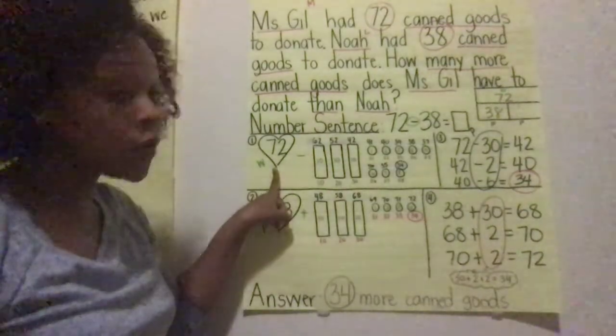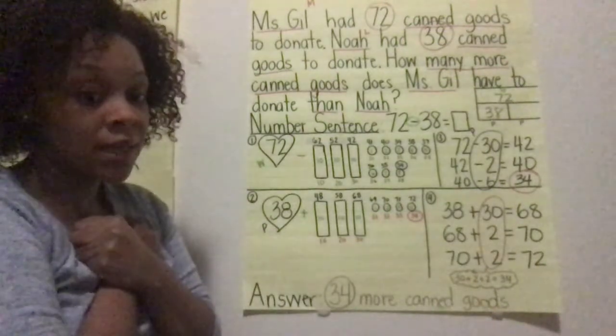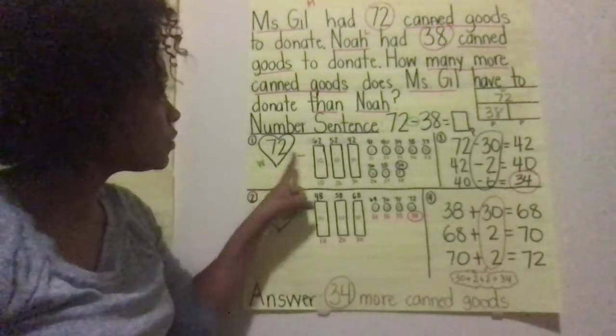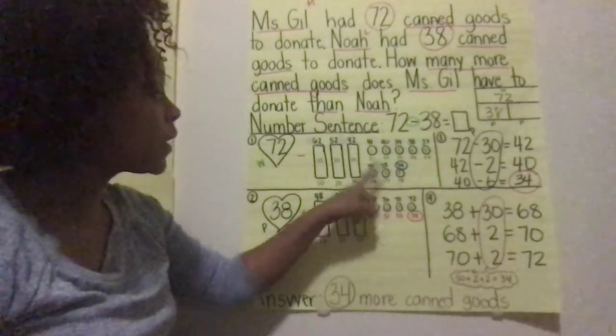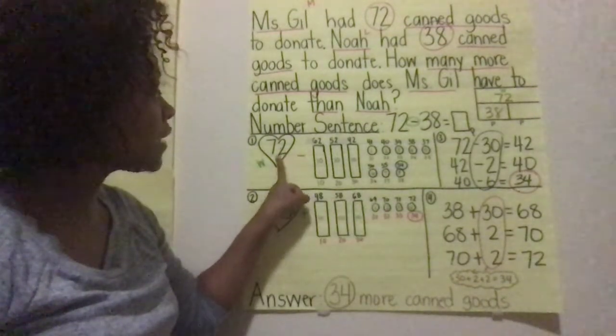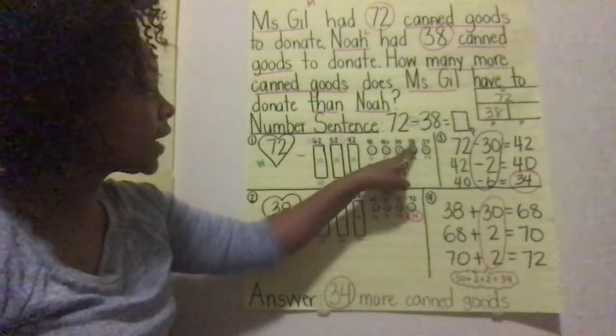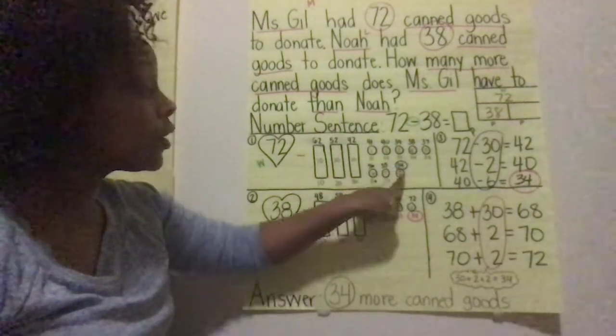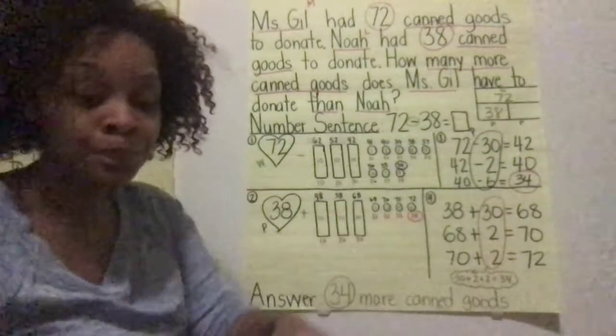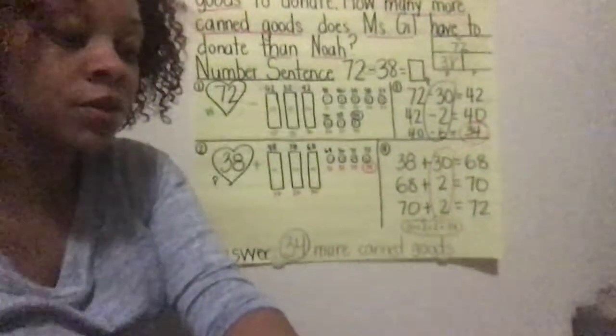So I conserved 72 and I took my part of 38. When I took away 38, 72, 62, 52, 42, 41, 40, 39, 38, 37, 36, 35, 34, I got my answer of 34. I'll put it a little bit closer so that you can see.